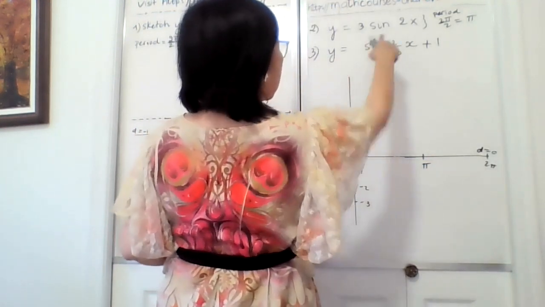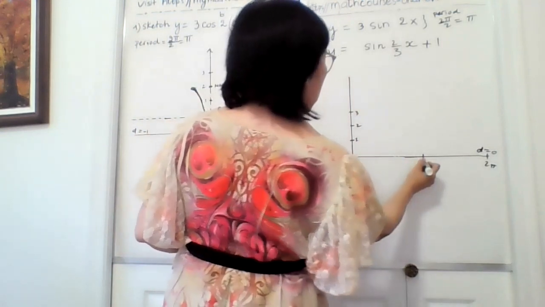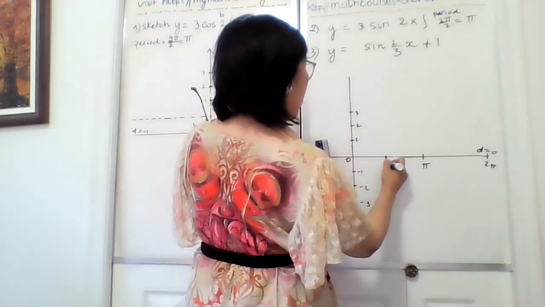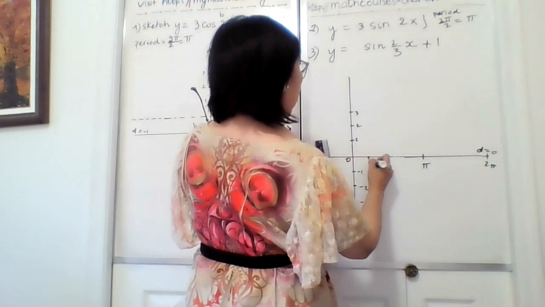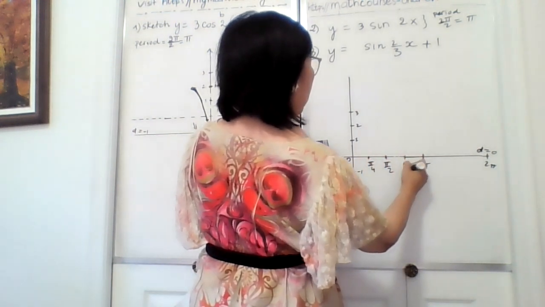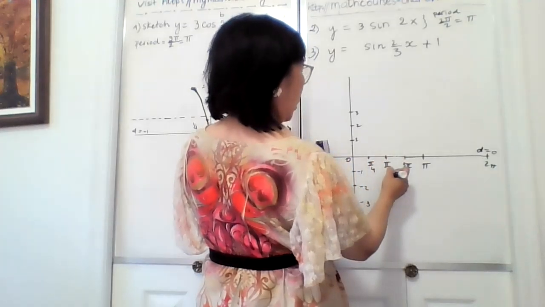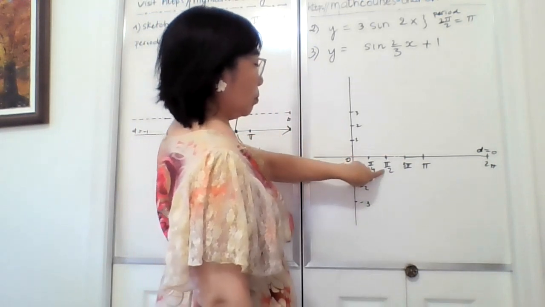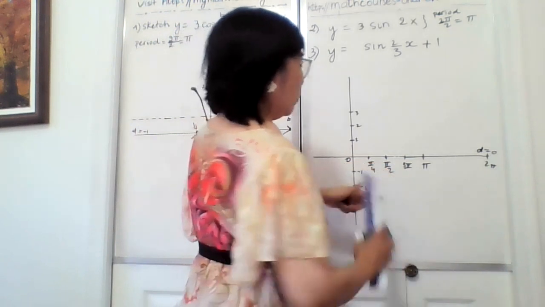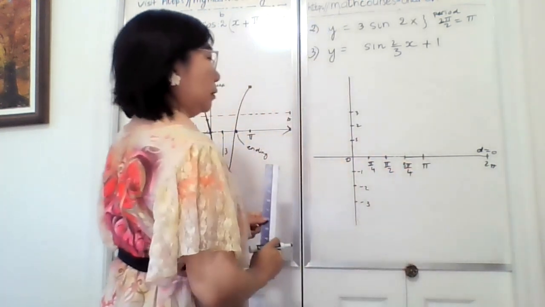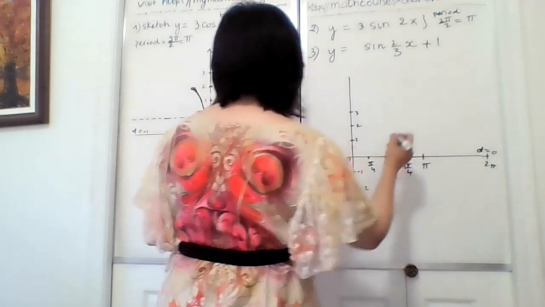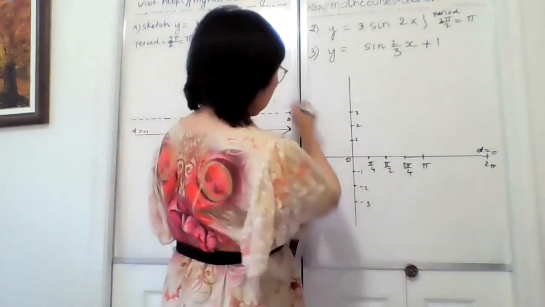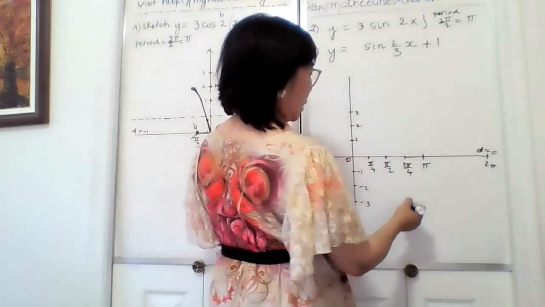So we sketch this period from 0 to pi, and we divide it into 4 quarters, right? So this will be pi over 2, and this is pi over 4, and this is 3 pi over 4, and then pi. Okay? So our wave will continue to go, right? Not just stop right there, but we just sketch one cycle.